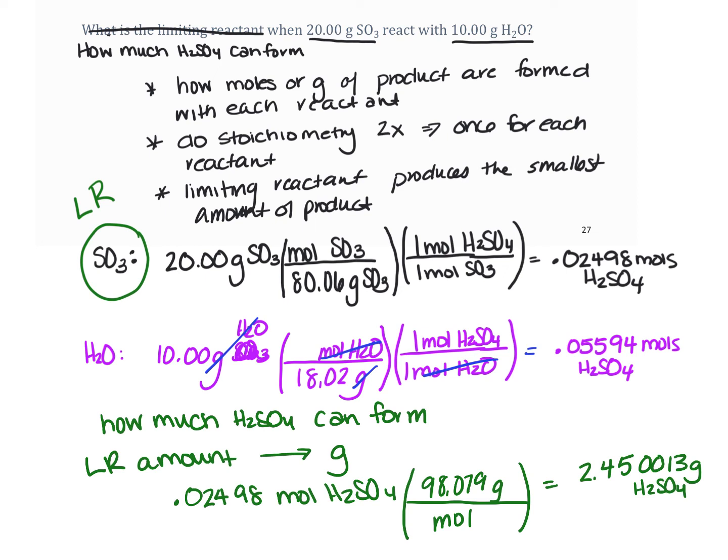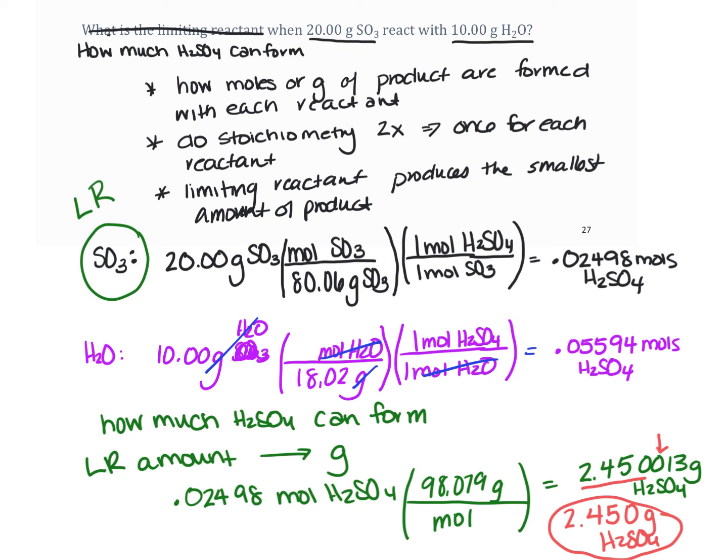When you look at the original problem, it had 4 sig figs. So that would be this number. We look here to see how we have to round. So it'd be 2.5450 grams of sulfuric acid. Okay? And so this is how we do limiting reactant problems.